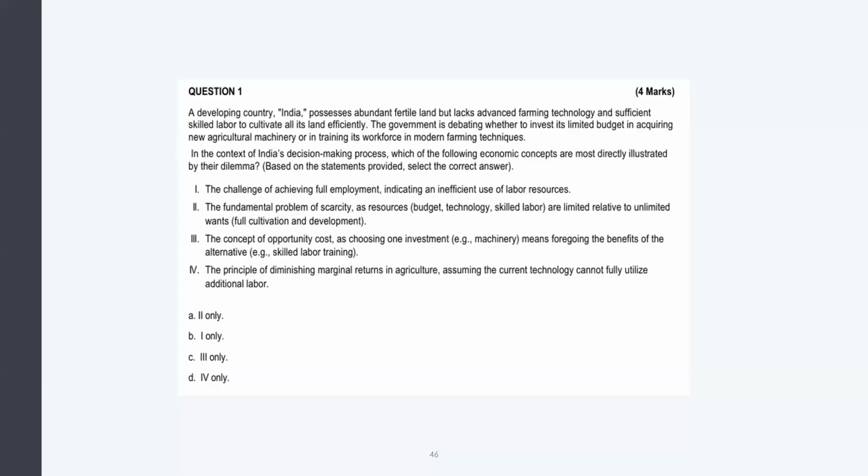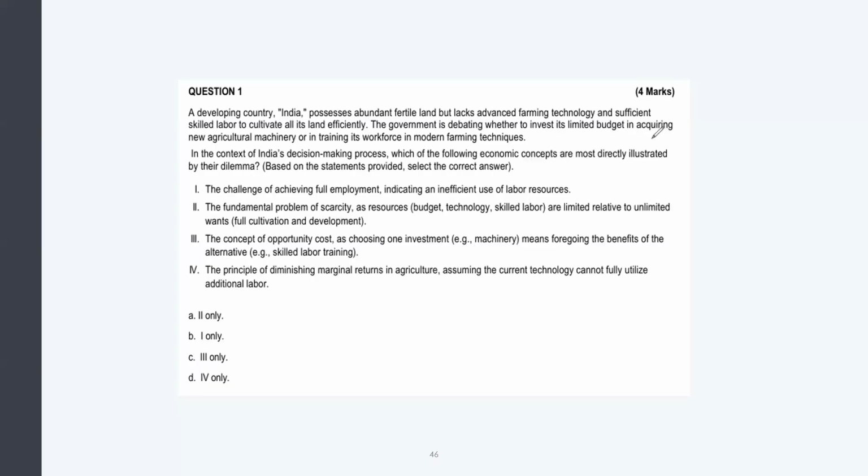So which of these statements below is correct, reflecting the statement above? Statement number 1 says, the challenge of full employment indicating an inefficient use of labor resources. That doesn't feel correct, right? We'll come back to it, but that doesn't feel correct. The reason why it doesn't feel correct, because we are not saying that the economy is misusing the labor. We are being told that they don't have enough skilled labor.